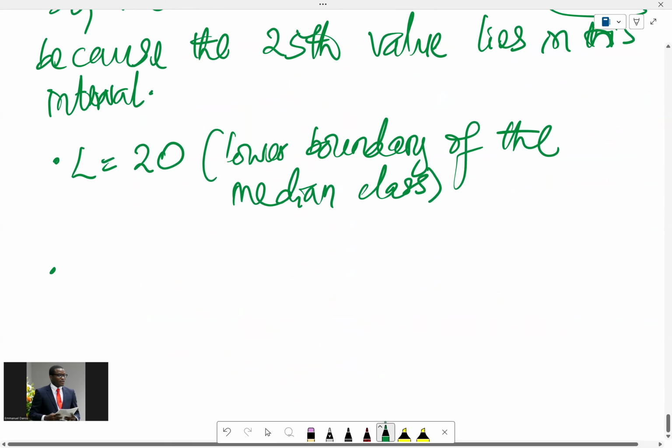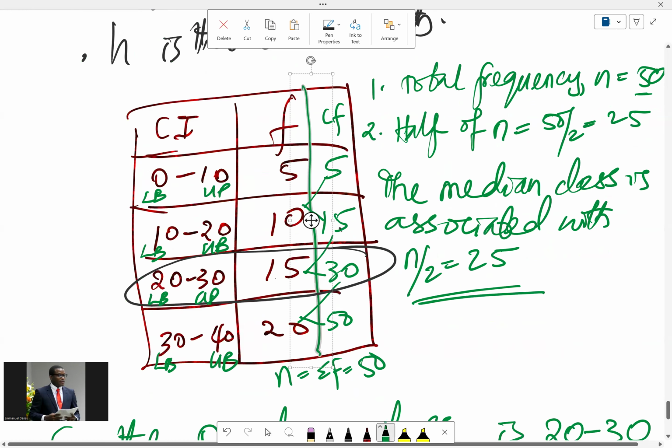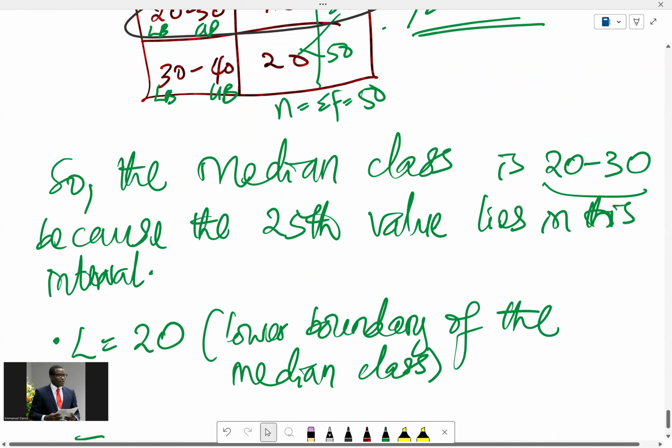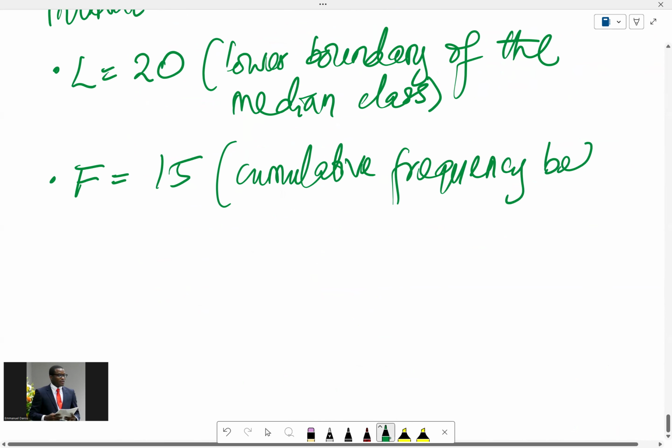Then next, we need the big F. The big F is the cumulative frequency before the median class. Now look at the median class. It is 20 to 30. What is the cumulative frequency before you get there? The cumulative frequency just before the median class is actually this 15. So that's 15 before you get there. So we can say that F is 15 because it is the cumulative frequency before the median class.